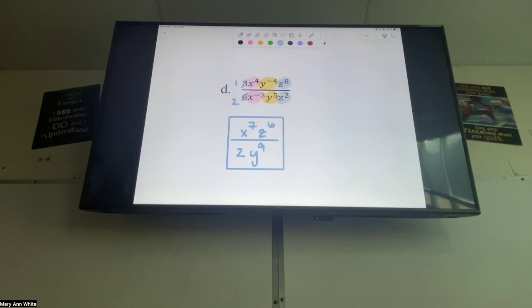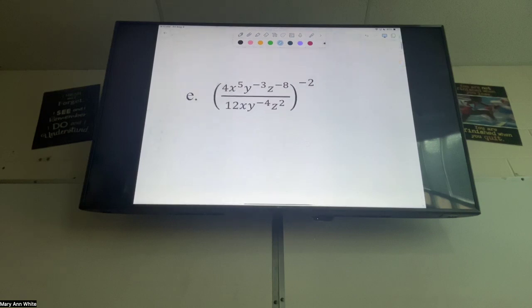All right, when I jump over to E, unlike what we did before, I am actually going to distribute that -2 to everything. Because I have negatives inside and I don't want to get confused, I'm going to distribute it to everything. So this might get messy for a second.